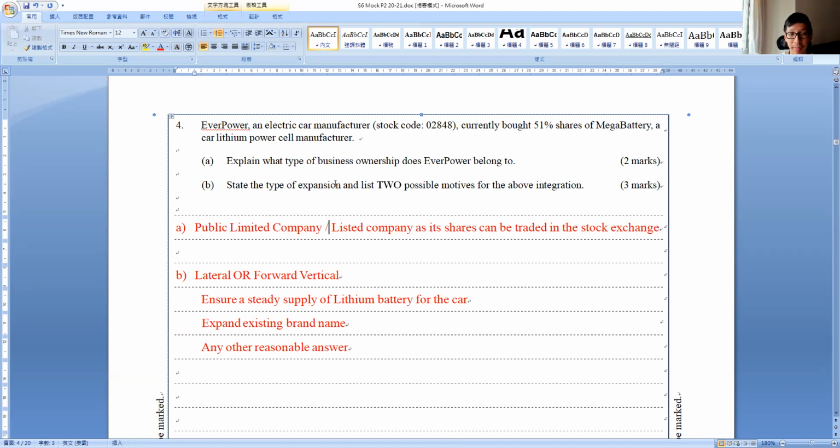Okay, 好嘛，好啦 state the type of expansion. You can either say this is a lateral expansion or a forward vertical expansion. 得唔得？No, obviously, right? Sorry, this should be backward, not forward. 打錯字，對唔住。It should be backward, right? 係咪啊？Since remember, electric car is the output, right? In order to make an electric car, obviously you need power, you need cell, 係咪啊？The car power, car battery, in order to make a car, right? So this is a factor of production. The car battery is a factor of production for the electric car. 係咪啊？Since you are securing the factor of production, the previous step, we call it the backward vertical.